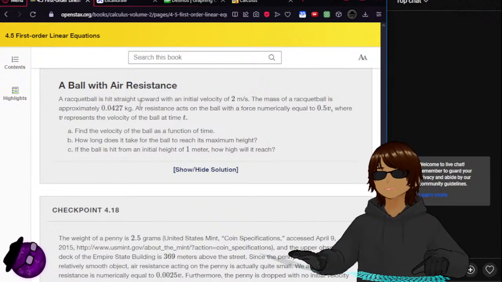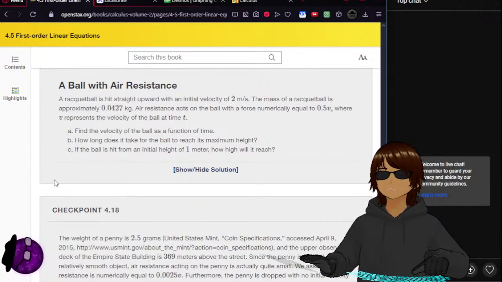A racquetball is hit straight up with an initial velocity of 2 meters per second. The mass, hold on, is my YouTube still working?